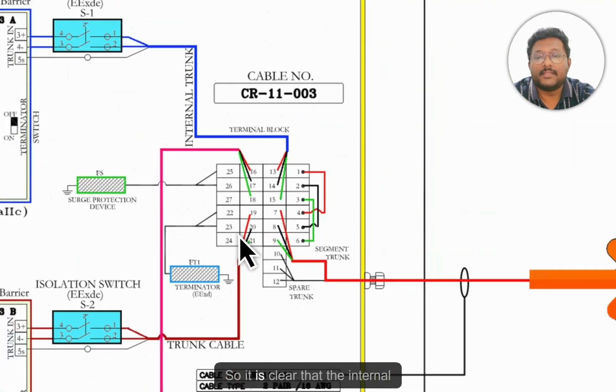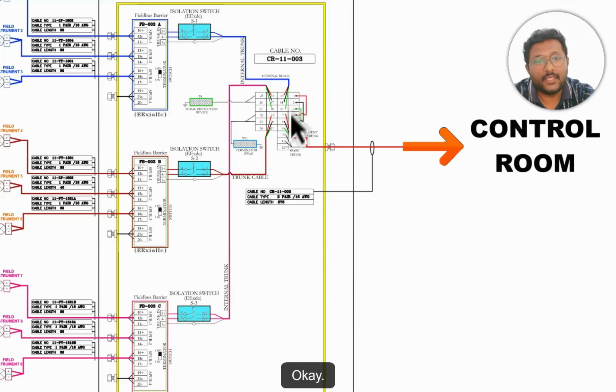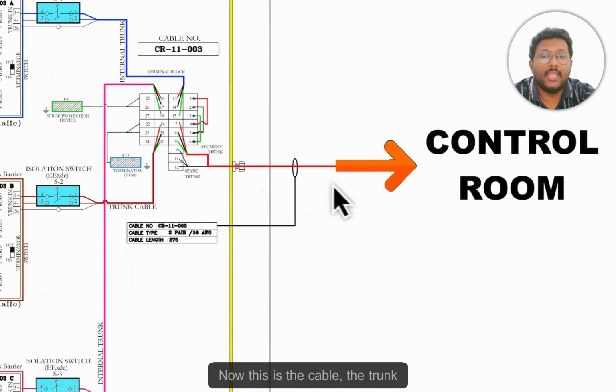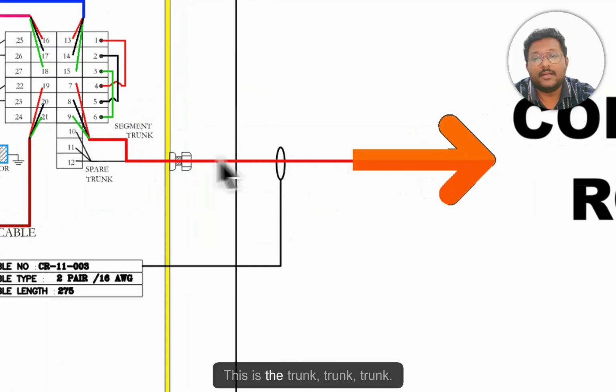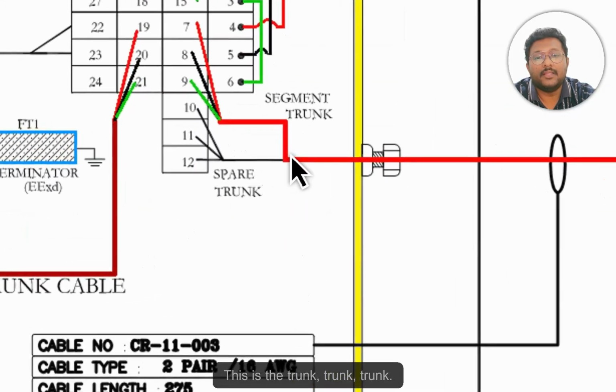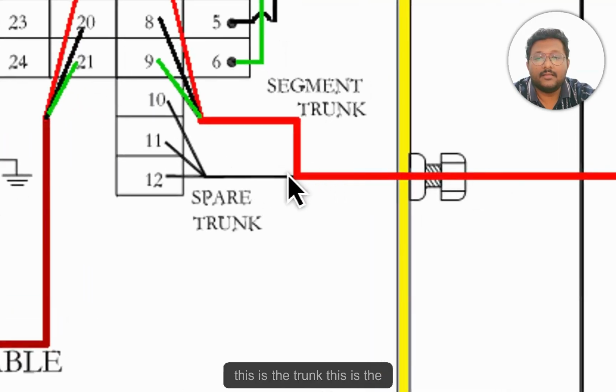So it is clear that the internal 3 trunks, each field bus barrier output, are in parallel. Now this is the cable, the trunk going to the control room. In the trunk, we have one pair cable we are using and a second one pair cable that is spare. See, this is the spare, connected to 10, 11, 12. We are not using this.